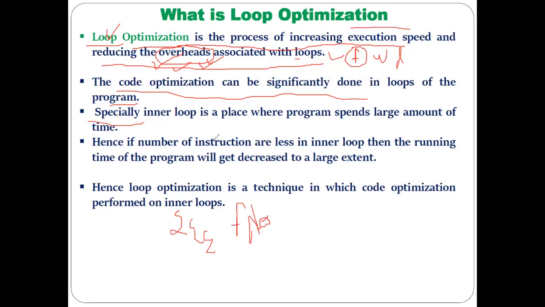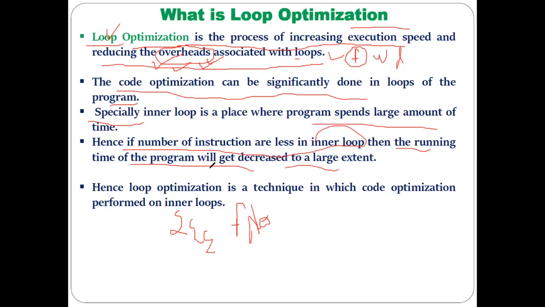So generally the inner loop is the loop which is inside the outer loop. That inner loop generally consumes a large amount of space, and it also requires a large amount of time for execution. So if the number of instructions is less in the inner loop, then the running time of the program will decrease to a large extent. So through loop optimization, the compiler tries to remove particular instructions from the inner loops. Which instructions? The unnecessary instructions.